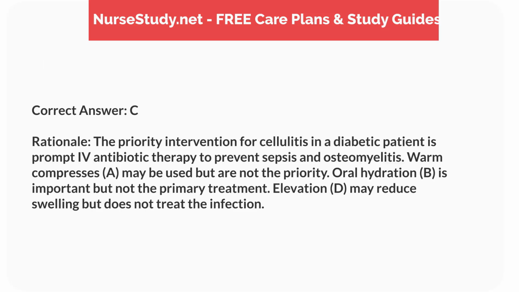Correct answer, C. Rationale: the priority intervention for cellulitis in a diabetic patient is prompt IV antibiotic therapy to prevent sepsis and osteomyelitis. Warm compresses, A, may be used but are not the priority. Oral hydration, B, is important but not the primary treatment. Elevation, D, may reduce swelling but does not treat the infection.